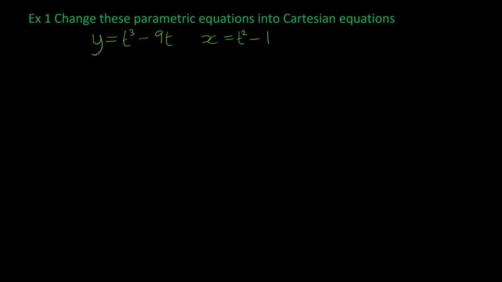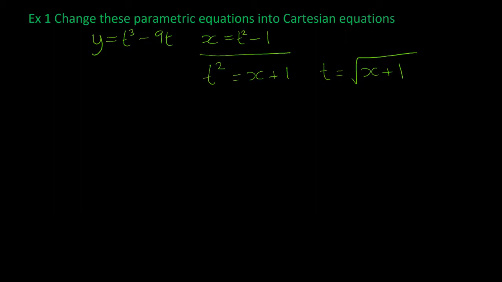So here's an example where we're going to try the first method. We've got our two parametric equations. We want to end up with just y equals some function of x. So here we're going to start and focus on this one here. So rearranging that, we'll get t squared equals x plus 1. And therefore t would be the square root of x plus 1. So we're going to substitute that into the other one.